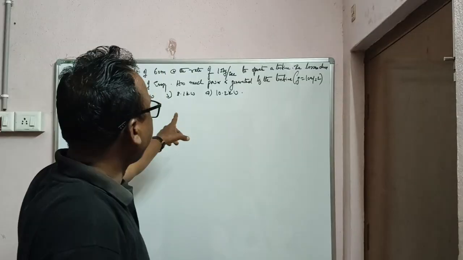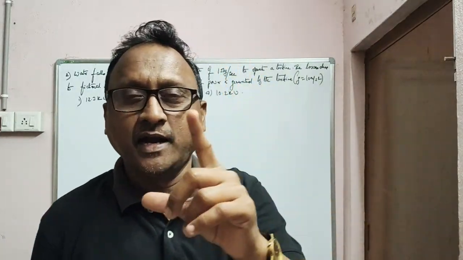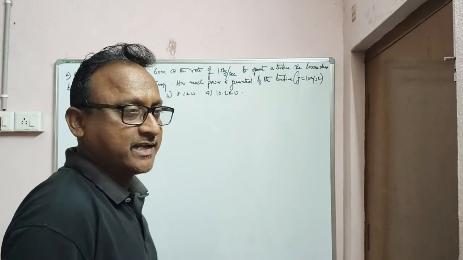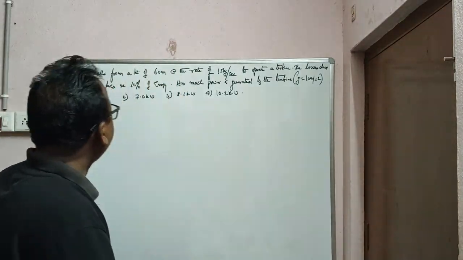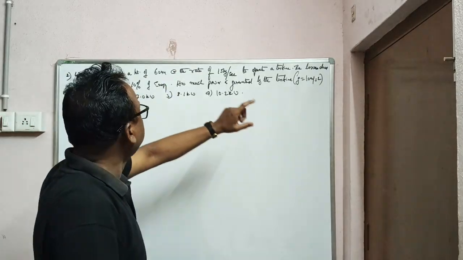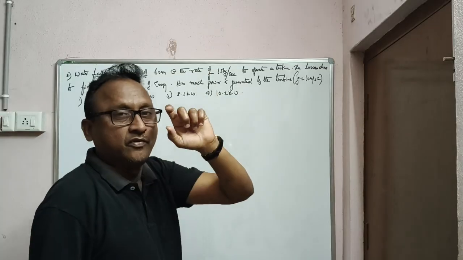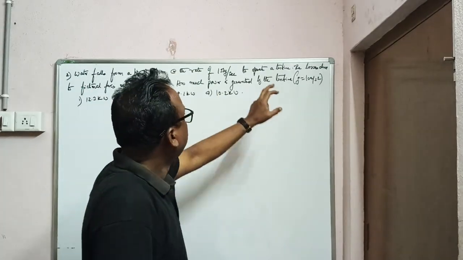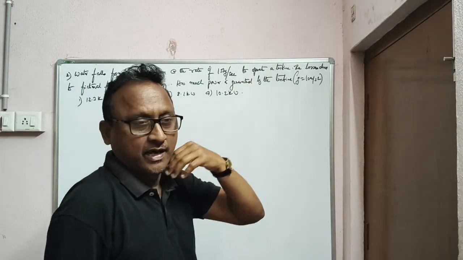See on the board we have one more nice important problem regarding NEET and MCET examination, that is regarding work, power and energy, and that is from power problem. Water falls from a height of 60 meters at the rate of 15 kgs per second to operate a turbine.